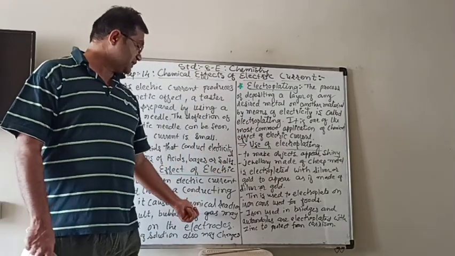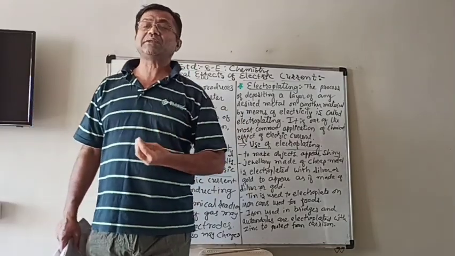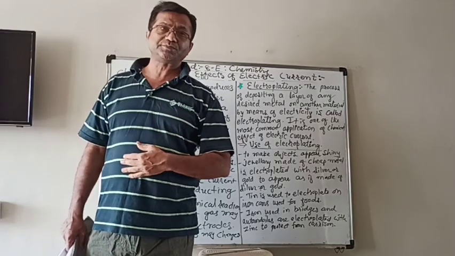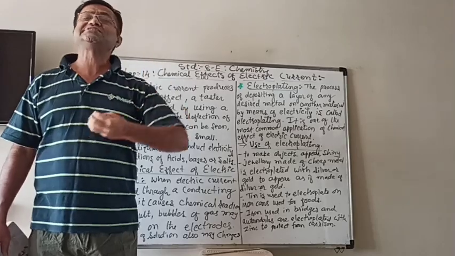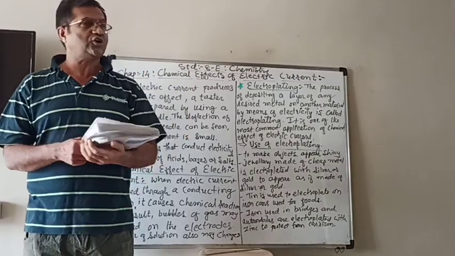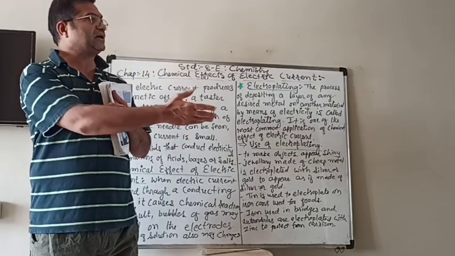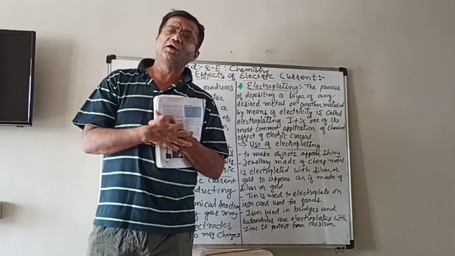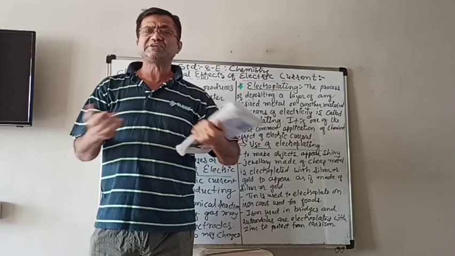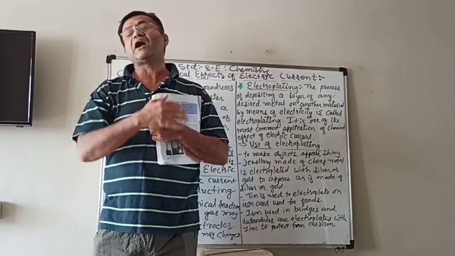As I told you, bubbles can be obtained on the electrodes. That is called the electrolysis of water, because that is also a chemical effect. When we pass the current through the water, it splits into oxygen and hydrogen gas.